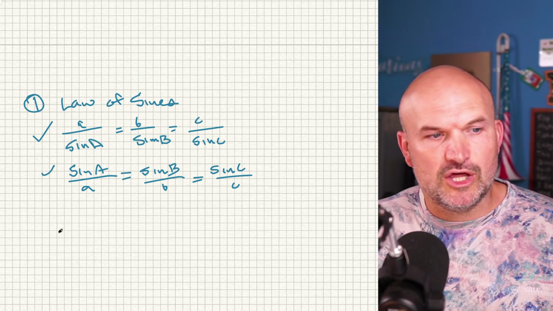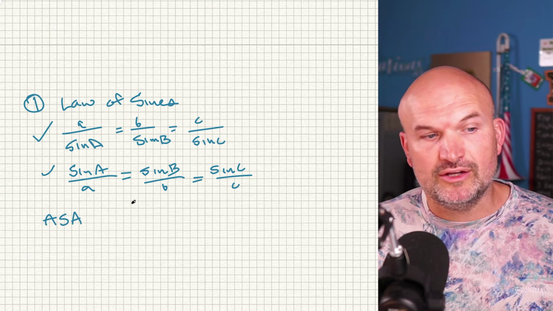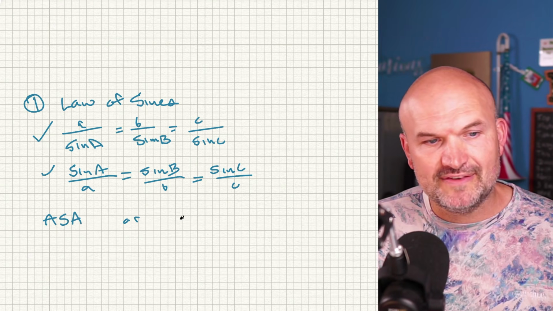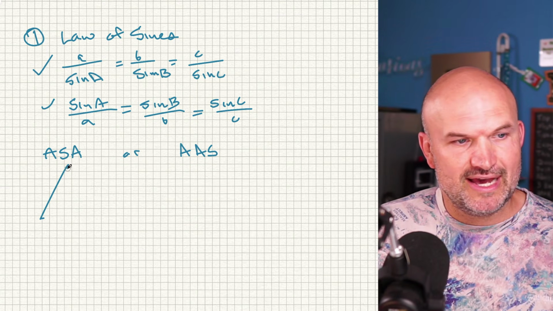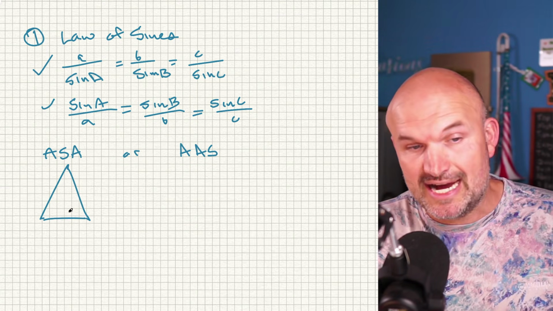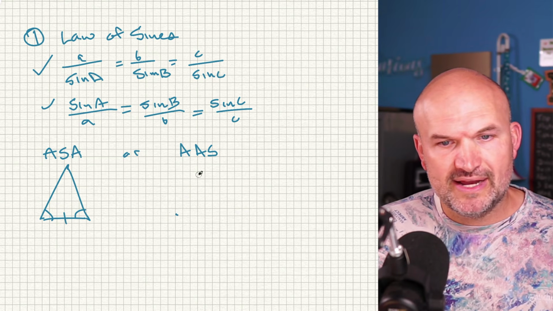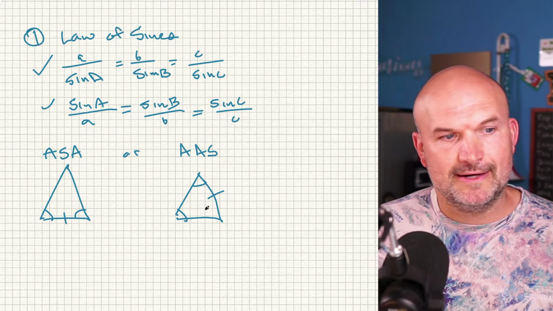Now, when do we use the law of sines? We're going to use the law of sines when we have information for what we call an oblique triangle as angle, side, angle, or we have angle, angle, side. So that's going to look something like this. If we have an oblique triangle, which is a non-right angle triangle, and we have like angle, side, angle, or if we had something that looked like this, and we had angle, angle, side, okay?